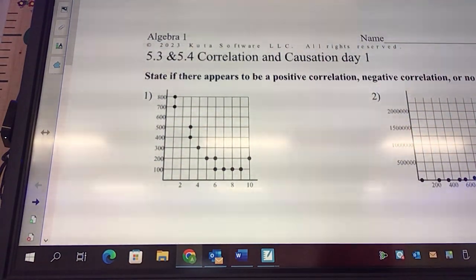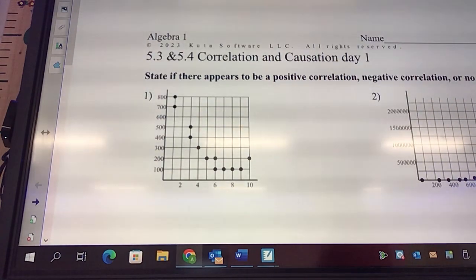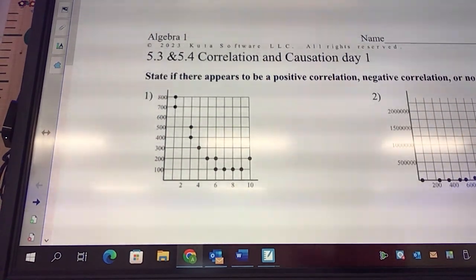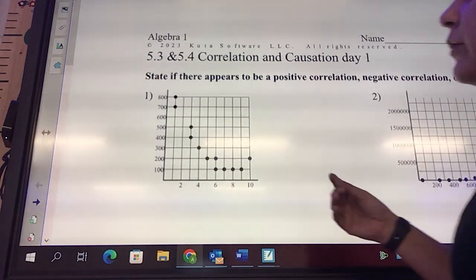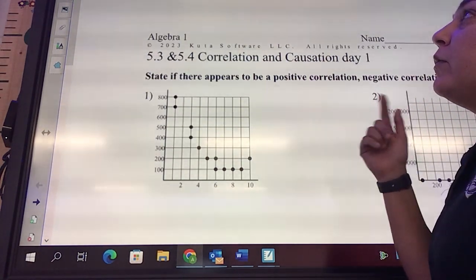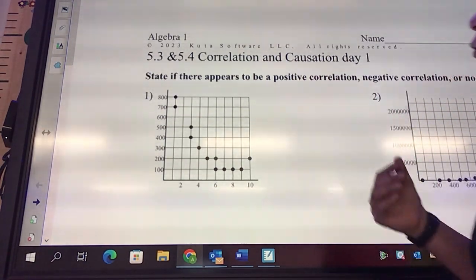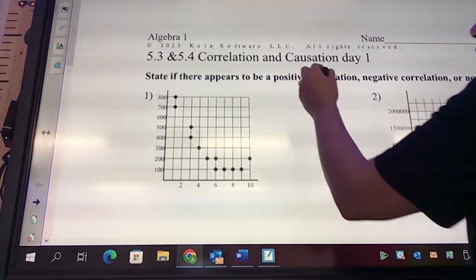Today we're going to work on correlation and causation. All of you have probably seen correlation. If you were in my class last semester, I know that you have. There are like 6 types, but we're only going to do positive, negative, or none.